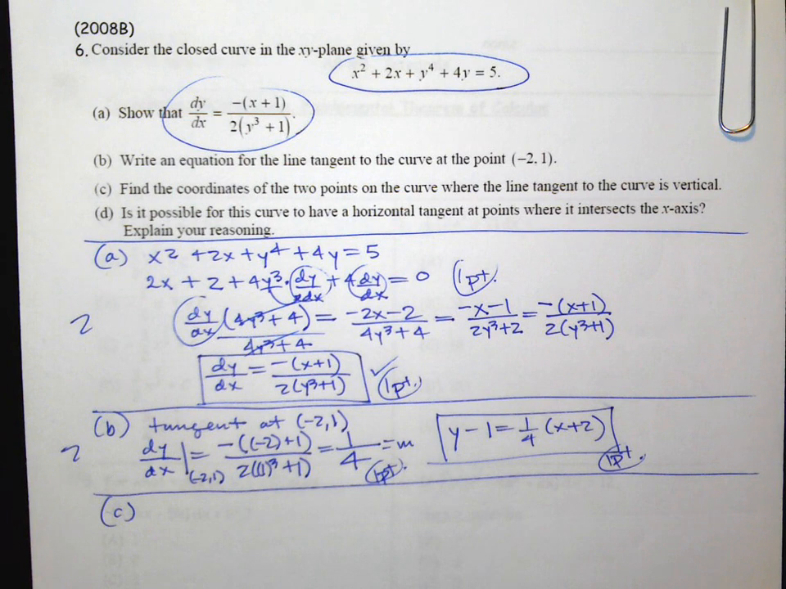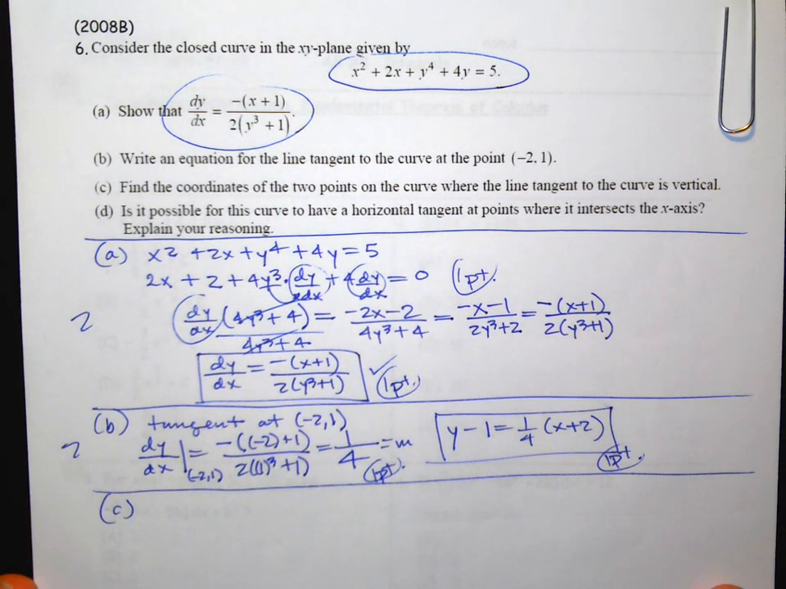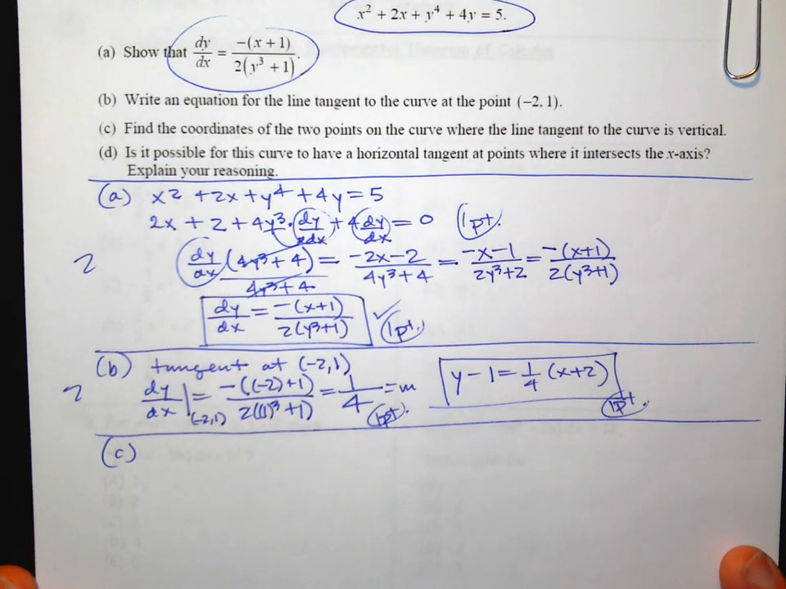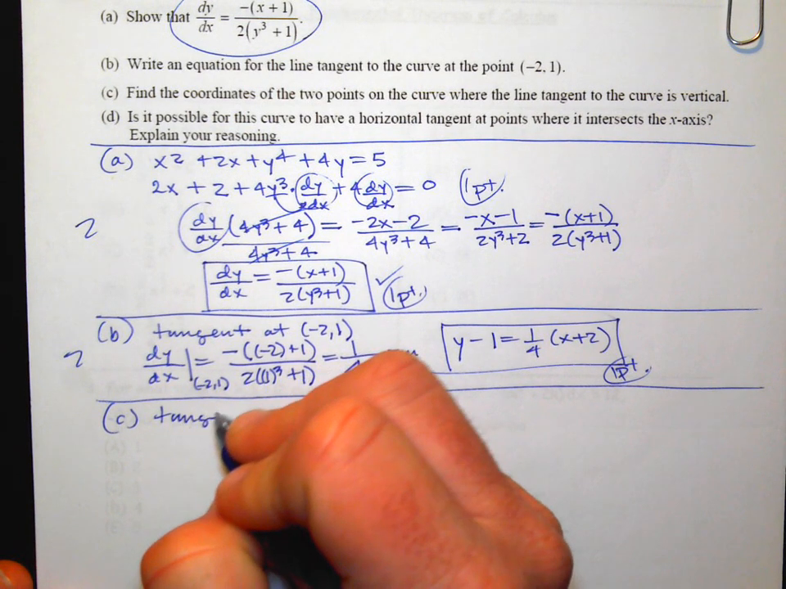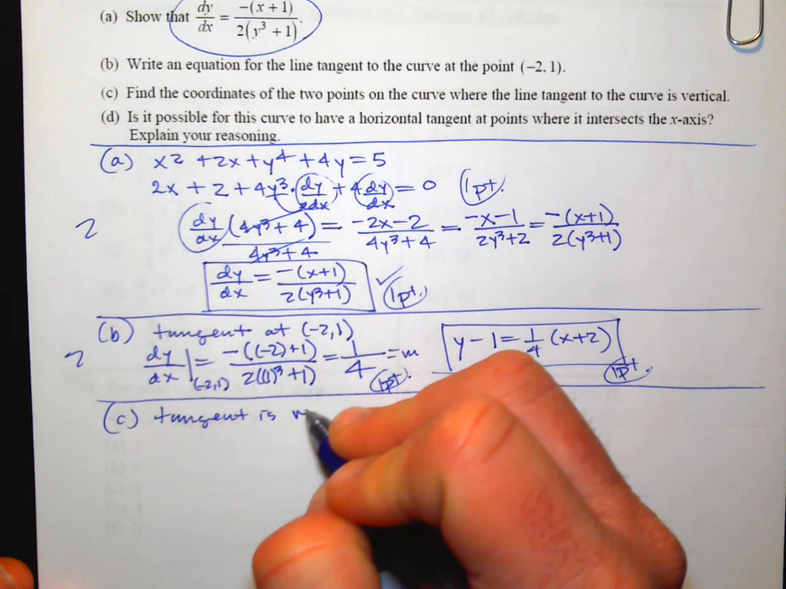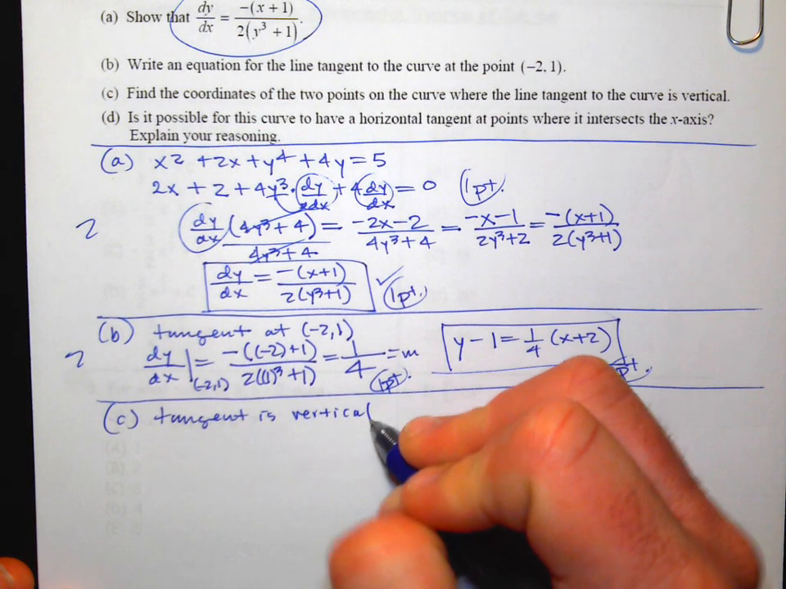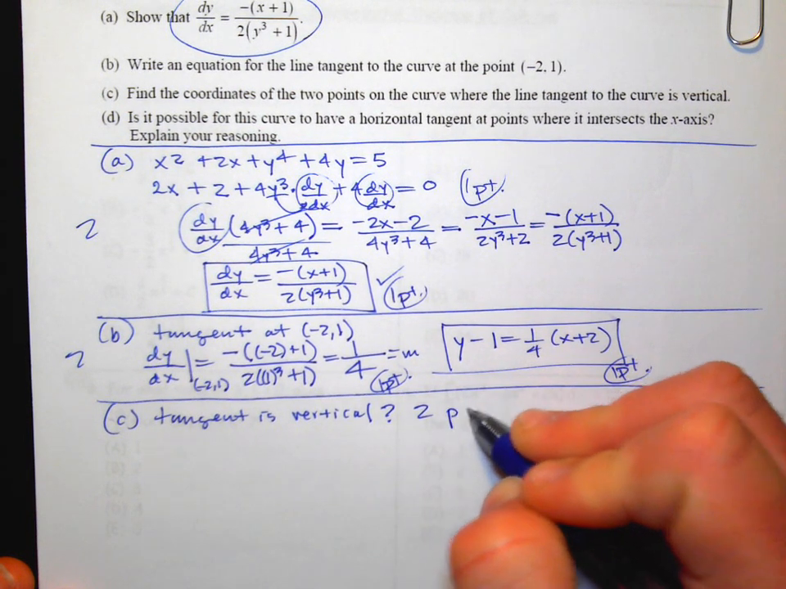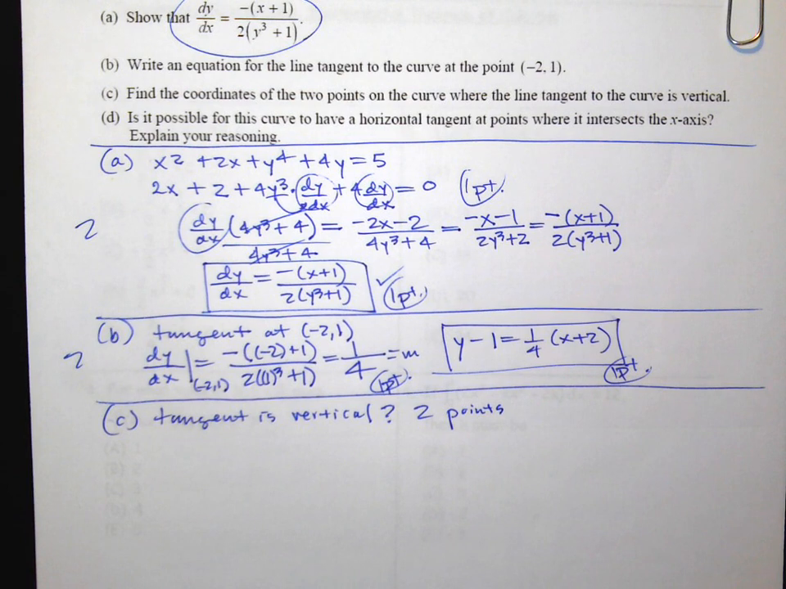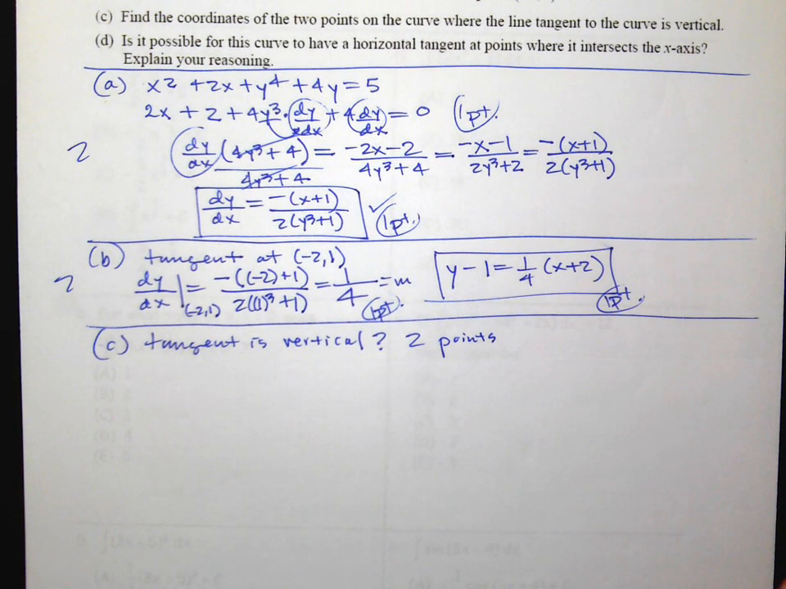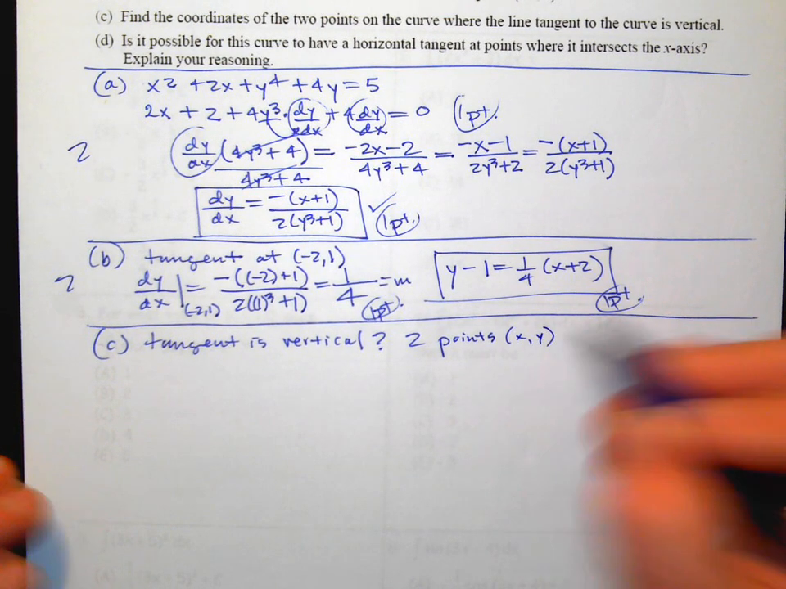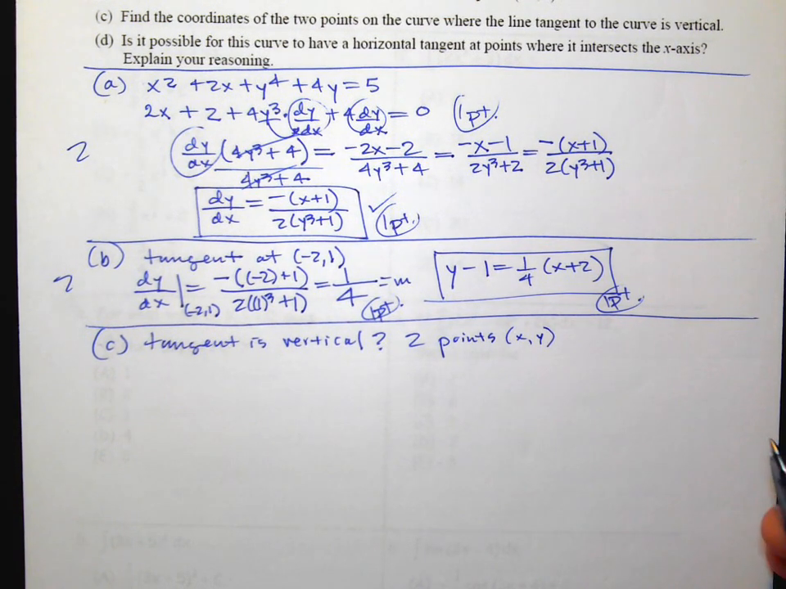Okay. Part C says, find the coordinates of 2 points on the curve where the tangent line to the curve is vertical. Tangent is vertical. And we're trying to find the 2 points. So they're telling you there's 2 answers. So you shouldn't get 3, you shouldn't get 1, you should get 2. And the points should probably be x, y pairs, right? If they'd said find the x coordinates, it would be different, but it said points. That means the whole description of the point.